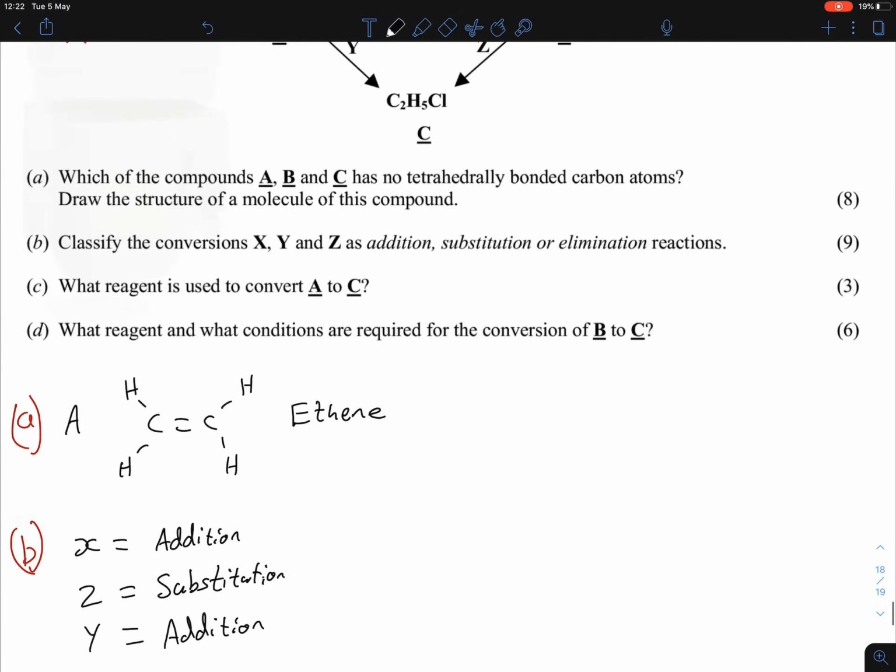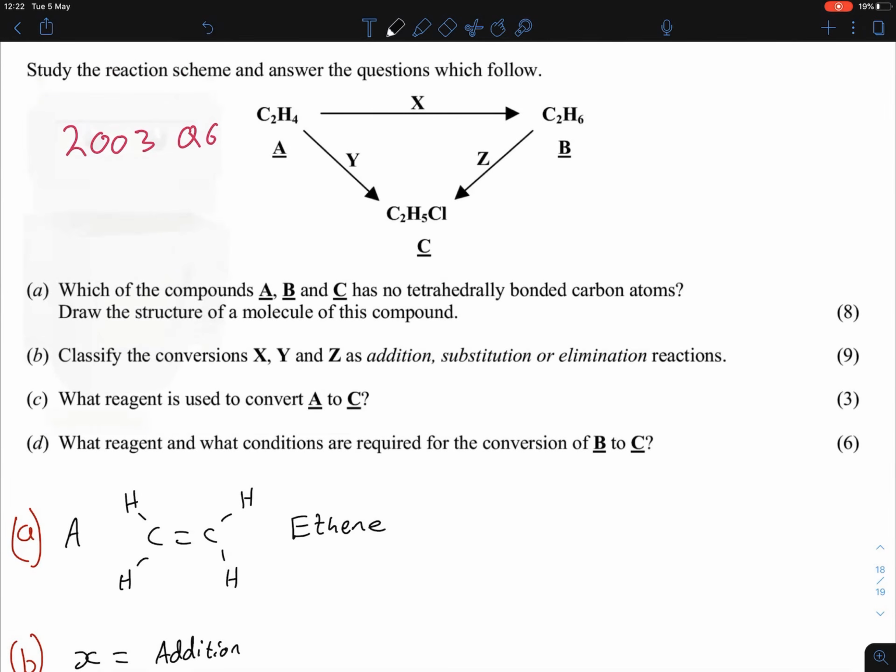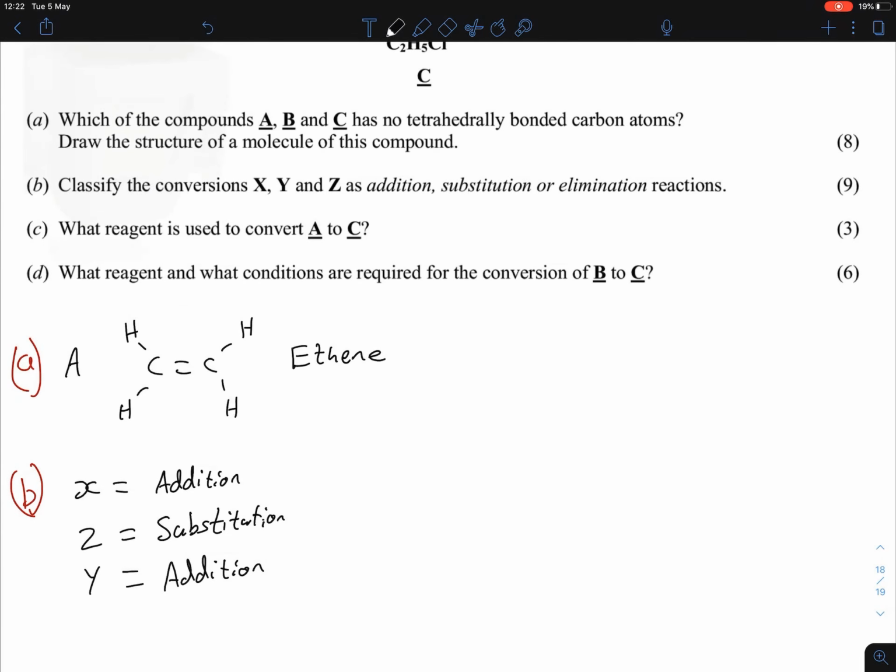Now, students get thrown off there because there was no elimination in it, and they thought that, oh, there'll have to be elimination there somewhere, and that was a bit weird getting 2 additions. That's not necessarily the case, so just be careful with that, okay, guys? So we have 2 additions and 1 substitution for that one there.